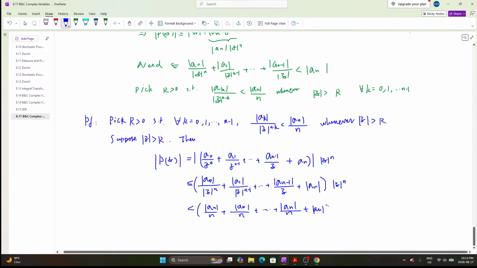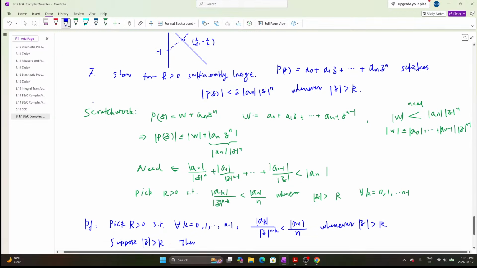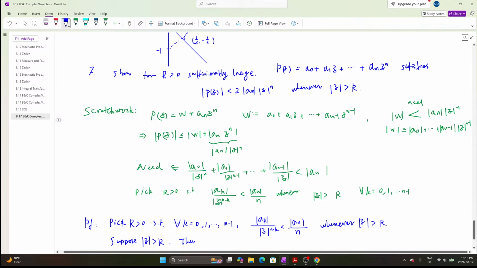And together you get 2 times an absolute value. And that's exactly what we need. So we're done. Okay. So that's the proof for exercise 7.